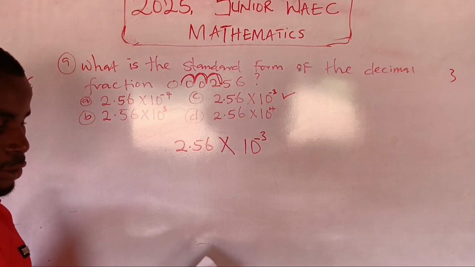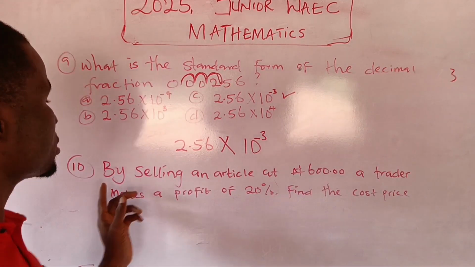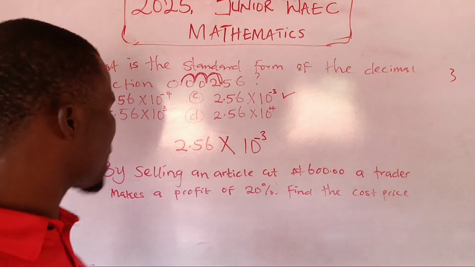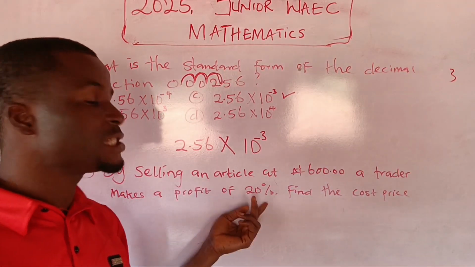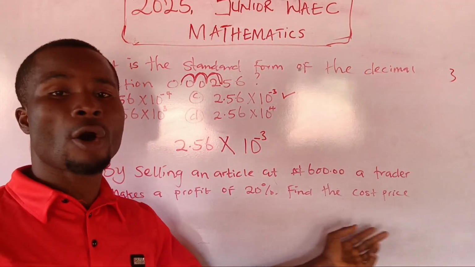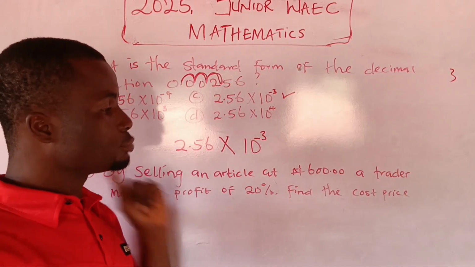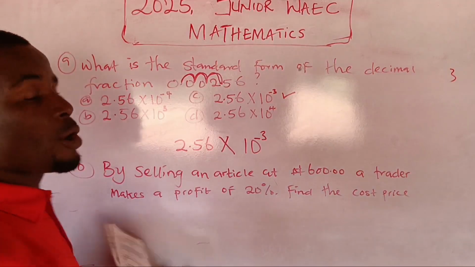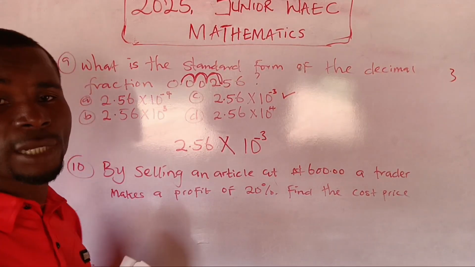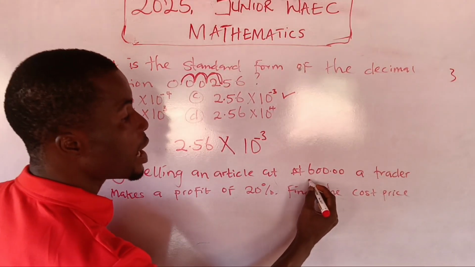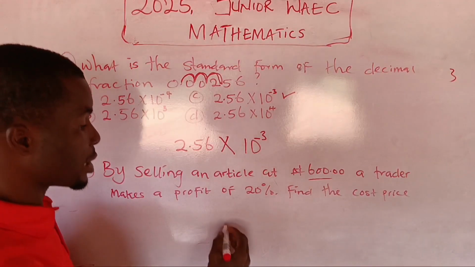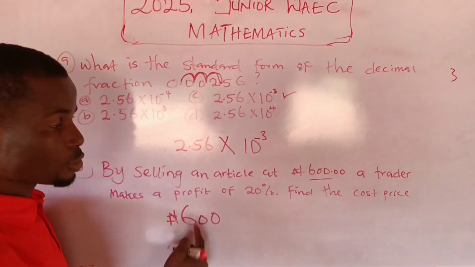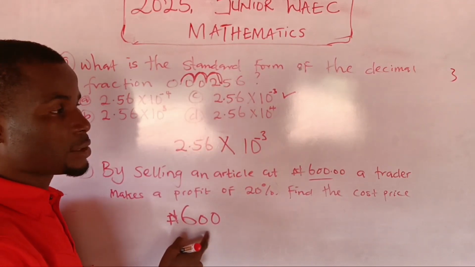Now let's check the next question. It says, by selling an article at 600 naira, a trader makes a profit of 20%. Find the cost price. So the question now is, we should look for the cost price. How much did the trader sell the article? He sold it at 600 naira. You put down your 600 naira. That is the amount he sold it, right?